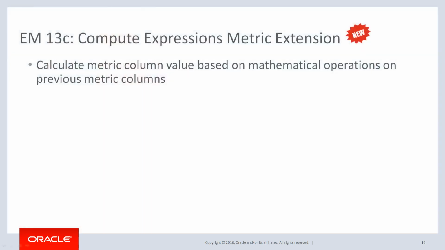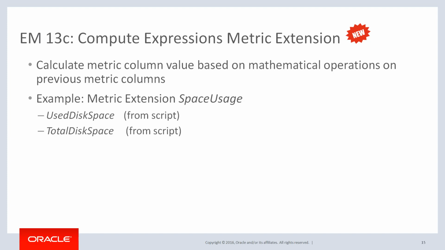Starting with EM13c, you can now calculate a metric column based on the value from another metric column. This new feature is called Compute Expressions. With Compute Expressions, you can do arithmetic operations between columns in the same metric extension. An example of this is you want to get the percentage free space.